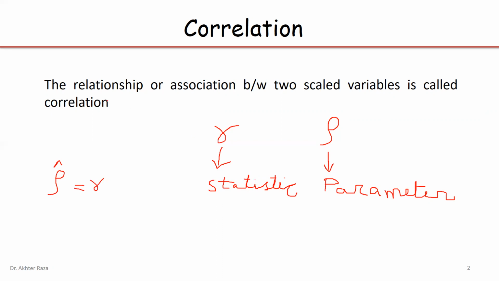If we have two nominal variables, suppose x and y, x is a nominal variable, y is also a nominal variable. The association between the two nominal variables can be checked by the chi-square test of independence. So the chi-square test of independence is used to check the association between the two qualitative variables, and correlation is used to assess the relationship between the two quantitative variables.